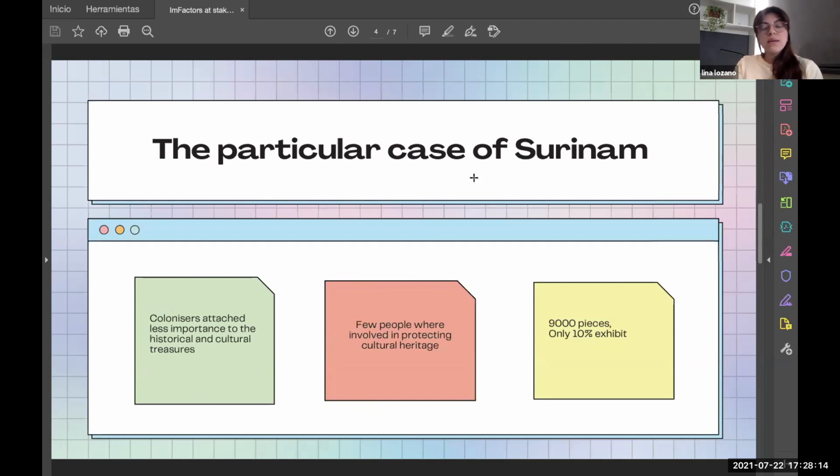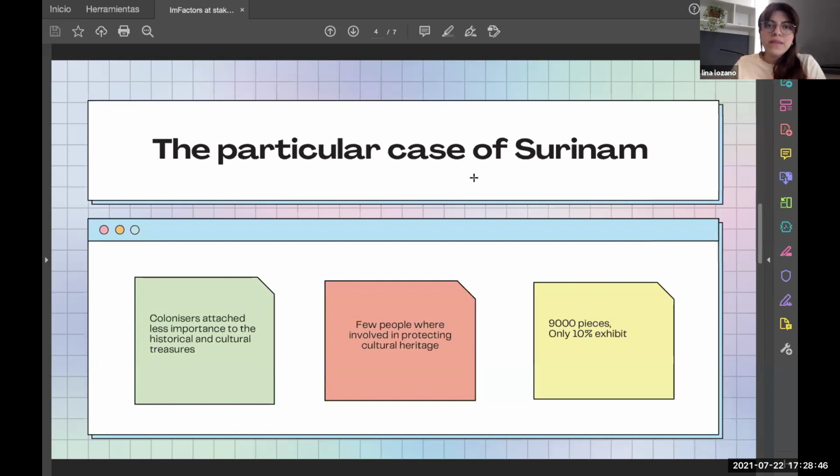Suriname is a special case with respect to other countries, such as Indonesia, as I said before. To begin with, the colonizers attached less importance to the historical and cultural treasures that were in this ex-colony, which means that they considered, for instance, Indonesian art as high art, but Surinamese art as popular art. So the transfers to the Netherlands were less compared to others.